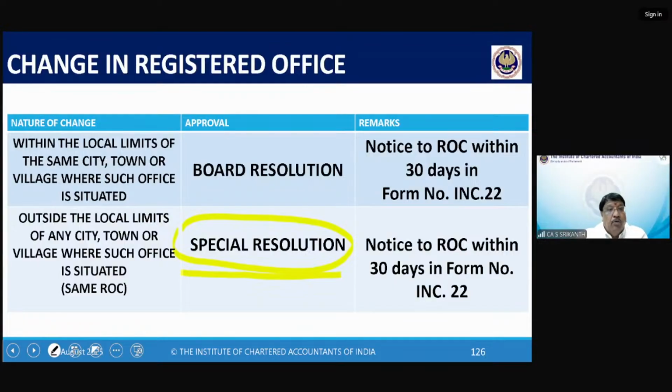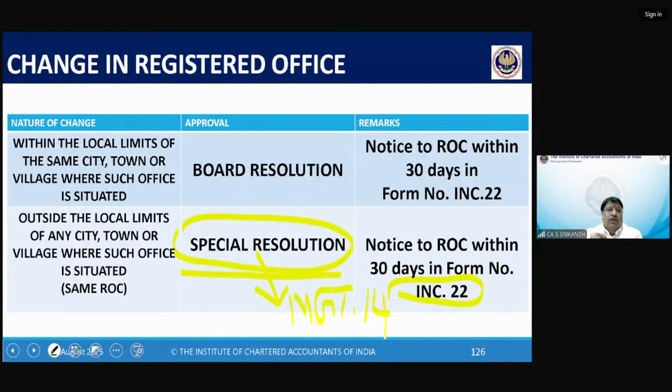All along you are in Pune, now you are moving to some village. So after passing the resolution, you have to give notice to ROC within 30 days. Again, INC 22. And remember, since you have passed a special resolution, you will also have to file MGT 14. But to my knowledge, they do not ask you procedural questions.